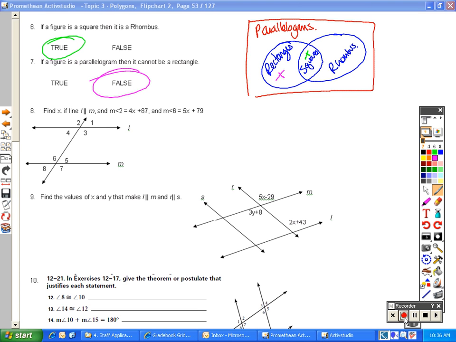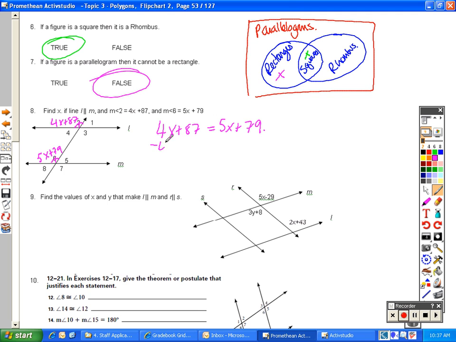All right, moving on to number 8. We need to use those parallel line angles that we talked about. Here they have told us that angle 2 is 4x plus 87, and that angle 6 is 5x plus 79. We should remember that 2 and 6 are congruent because they're corresponding angles. So if they're congruent, it means that 4x plus 87 equals 5x plus 79.